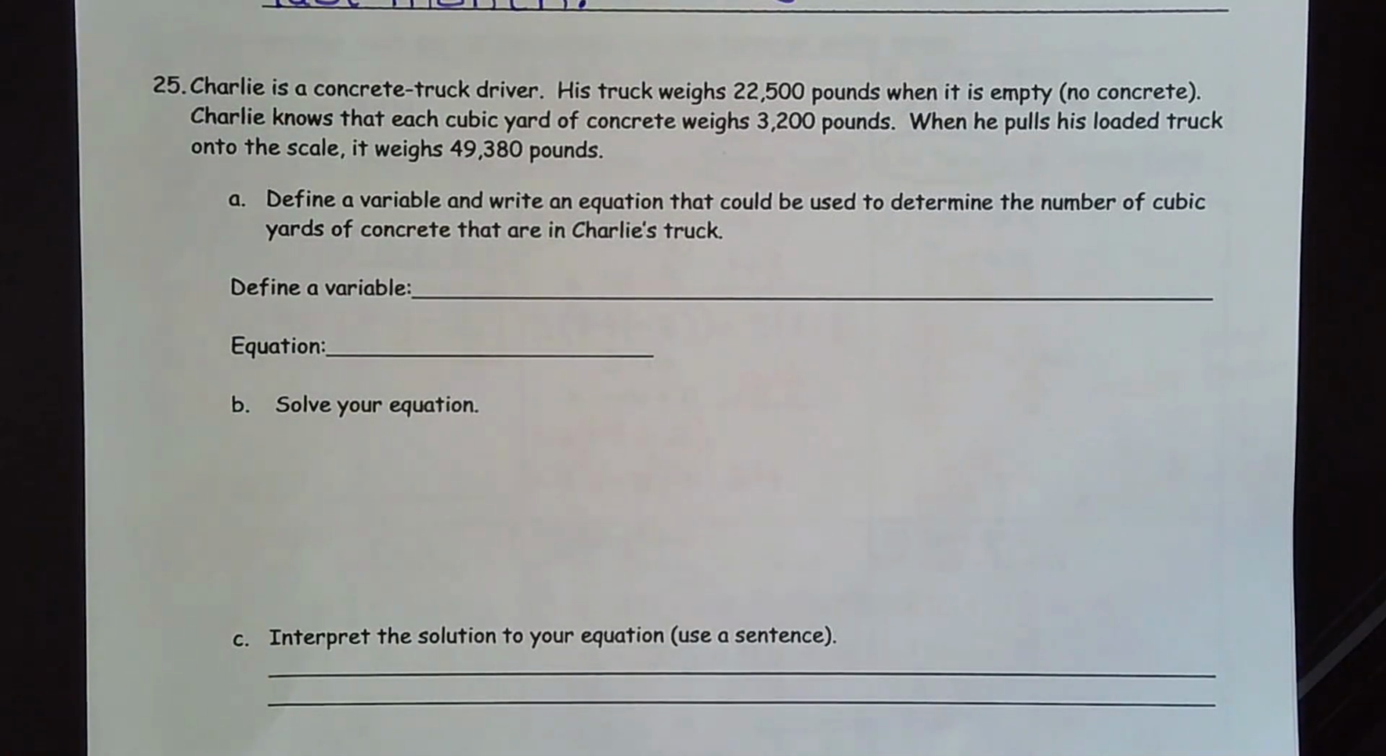Okay, so let's see how you did. Charlie is a concrete truck driver. His truck weighs 22,500 pounds when it is empty, no concrete. Charlie knows that each cubic yard of concrete weighs 3,200 pounds. When he pulls his loaded truck onto the scale, it weighs 49,380. So can you see how it's just like the last problem?